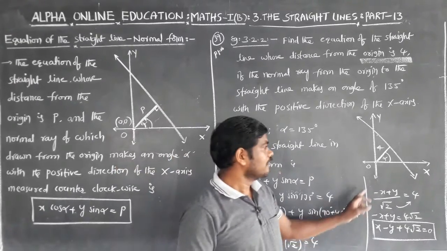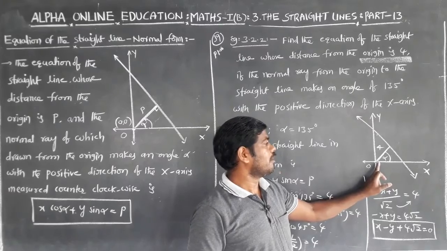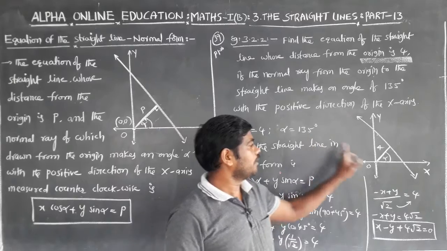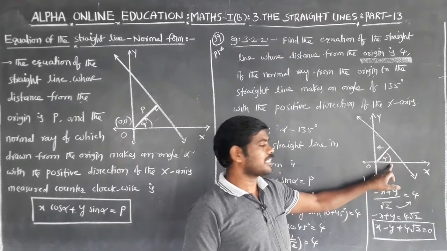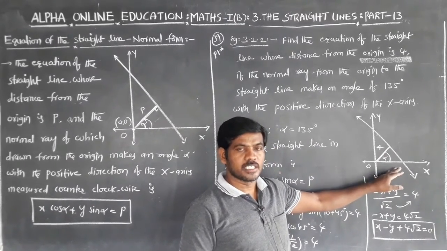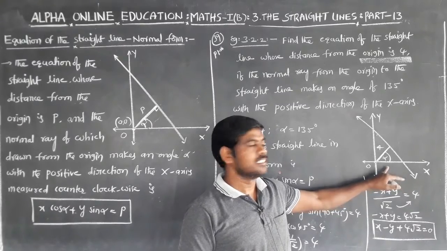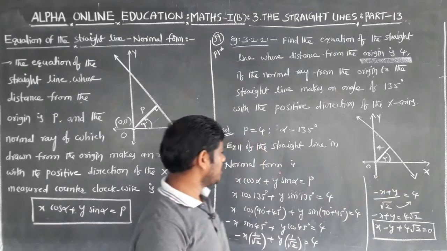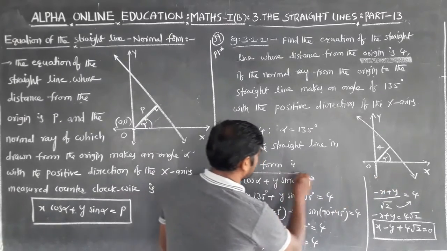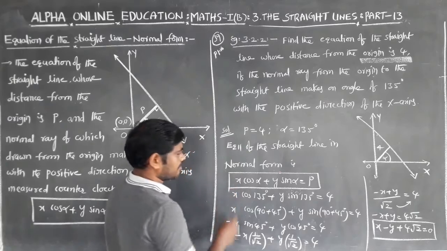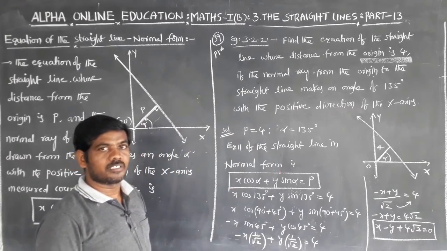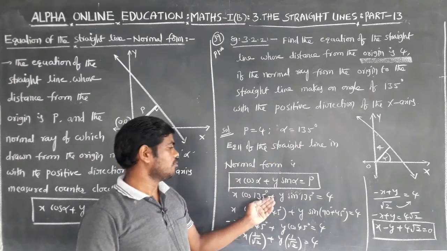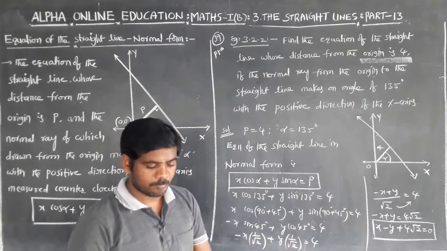Here, given that the perpendicular distance from origin to the line, that means P, is equal to 4, and a normal line makes an angle of 135 degrees with the positive x-axis, that means alpha is equal to 135 degrees. The equation of the straight line in normal form is x cos alpha plus y sin alpha is equal to P. Substitute alpha and P values and simplify.